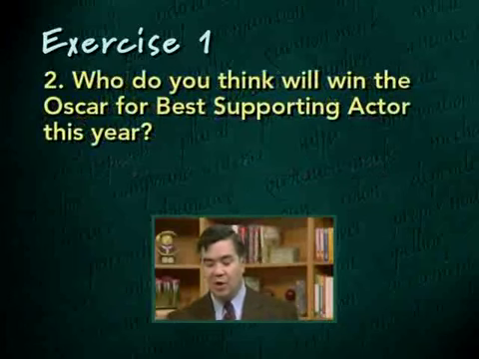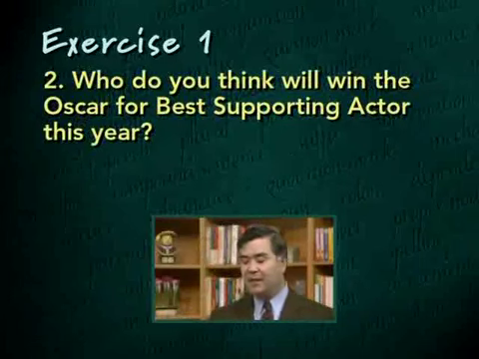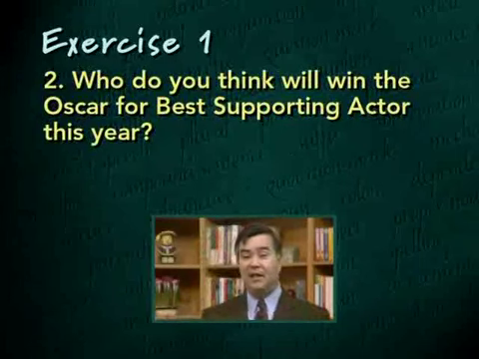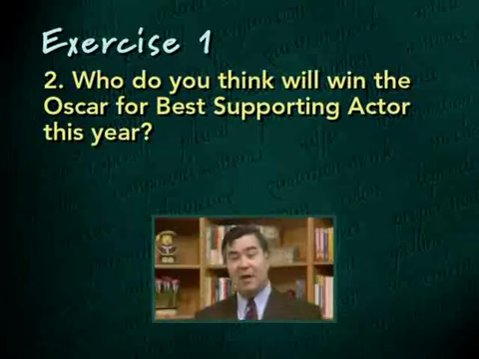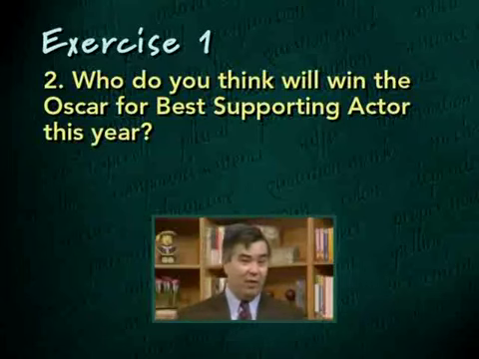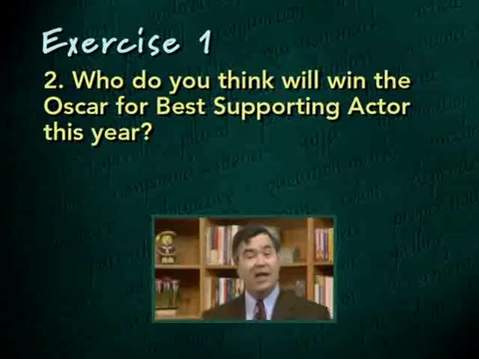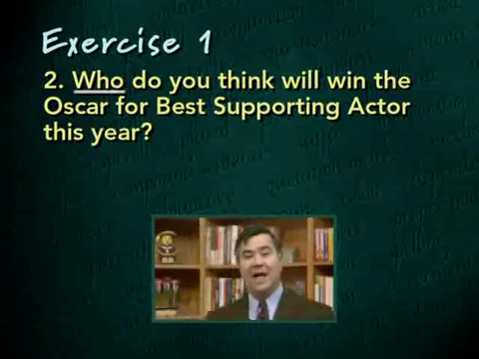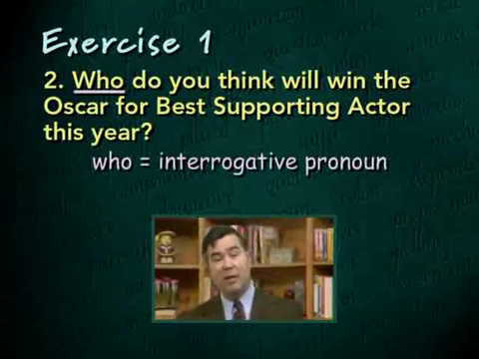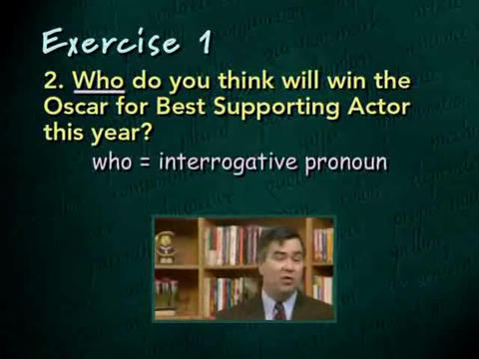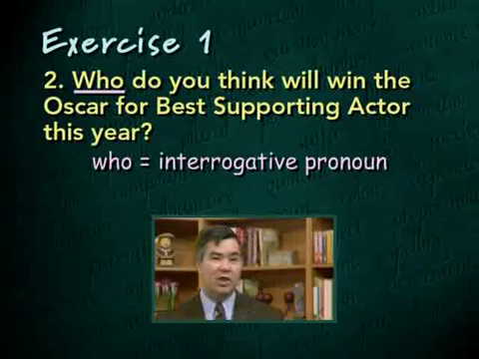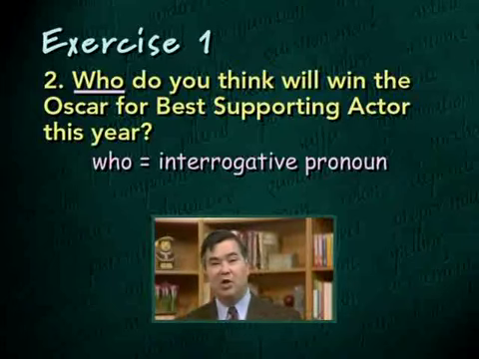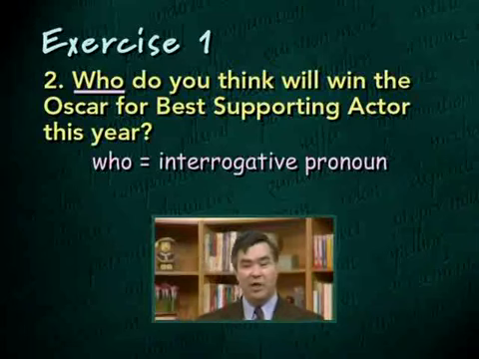Next sentence. Who do you think will win the Oscar for Best Supporting Actor this year? As you can see, this is an interrogative sentence, and that might be a clue to you that an interrogative pronoun appears in this sentence. And sure enough, it does. The very first word in the sentence, who, is an interrogative pronoun. Remember, an interrogative pronoun introduces a direct or indirect question, and there are just 5 interrogative pronouns in English: who, whom, whose, which, and what.